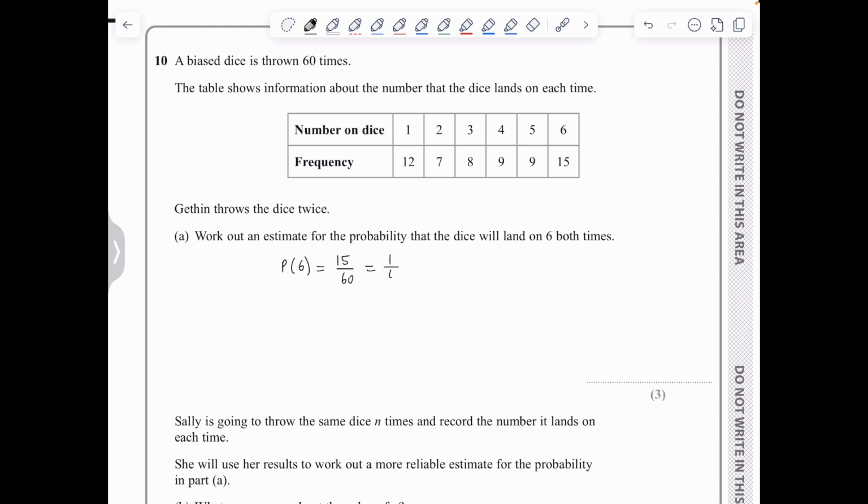simplifies to 1 over 4, and therefore the probability we get 6 both times is simply going to be 1 over 4 times 1 over 4, because each of the rolls is independent. So 1 over 4 squared gives an answer of 1 over 16, so the probability required is 1 over 16.